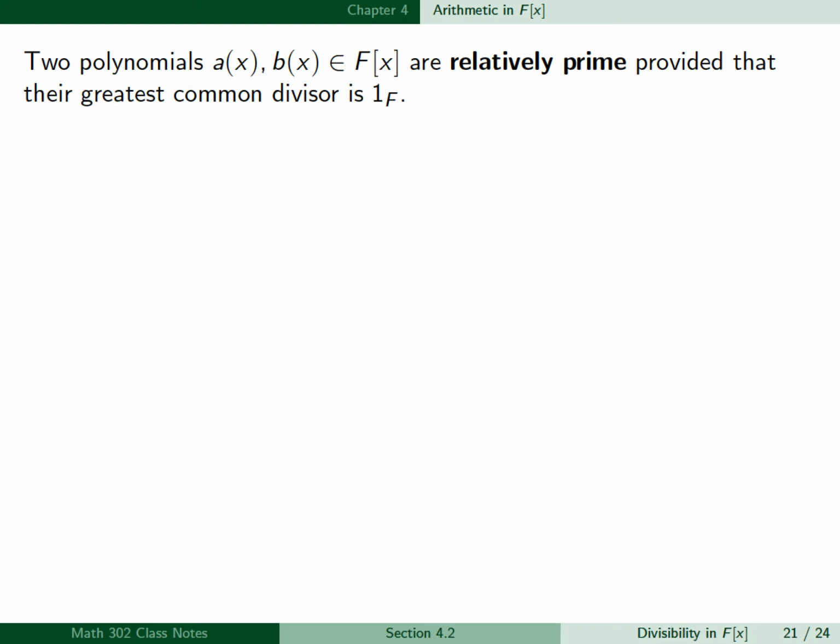Now, two polynomials a(x) and b(x) in F[x] are relatively prime provided their greatest common divisor is 1.